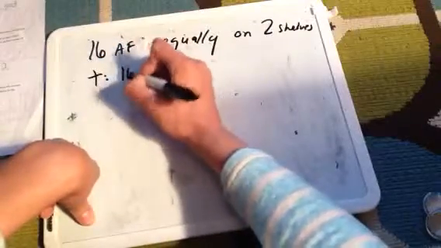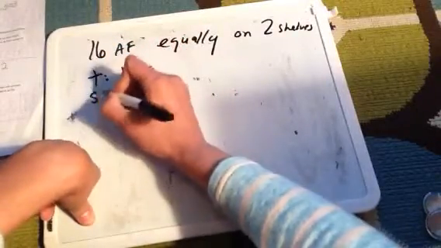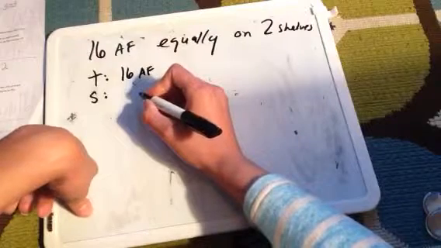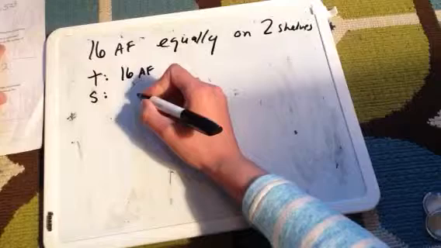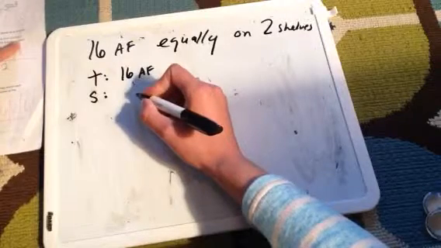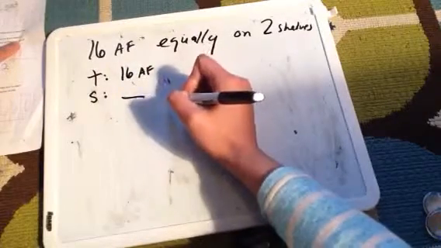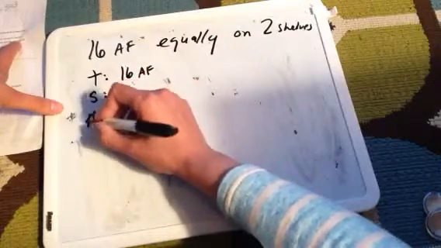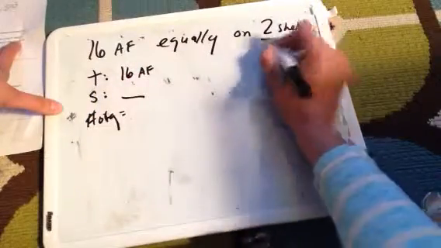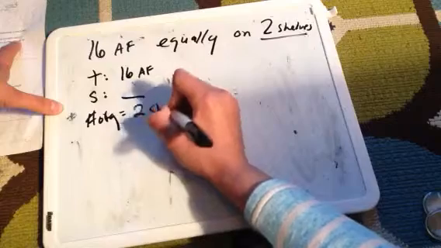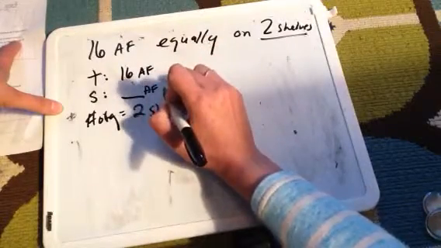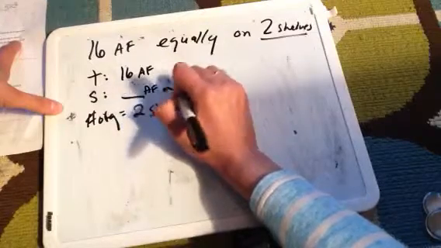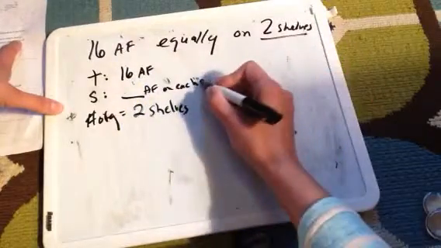Okay, so I'm going to write it here. My total is the 16 action figures. My size is, well, we don't know yet, right? Because it asks how many action figures are on each shelf. But we do know the number of groups, and that would be 2 because there are 2 shelves. So we're looking to find how many action figures are on each shelf.